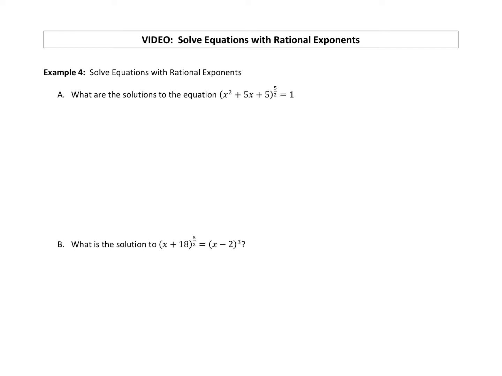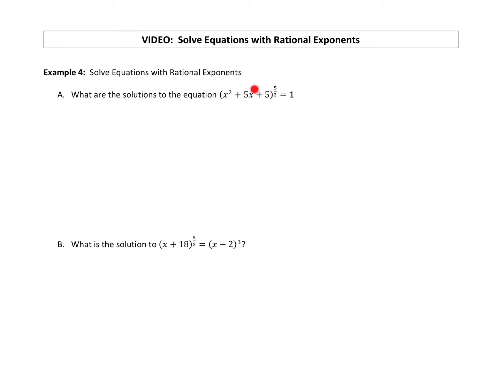All right, so we are going to solve equations that have rational exponents. So they're going to look a little bit funny. Part A, what are the solutions to this equation? We've got this trinomial raised to the 5 halves power set equal to 1. So what are the solutions here?